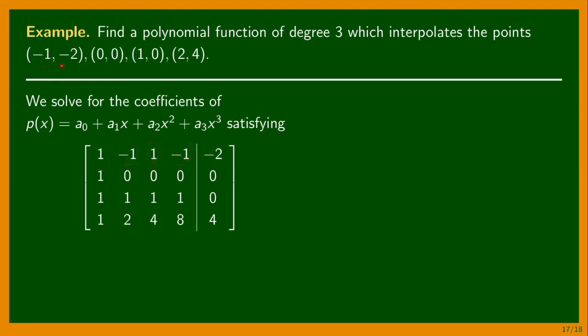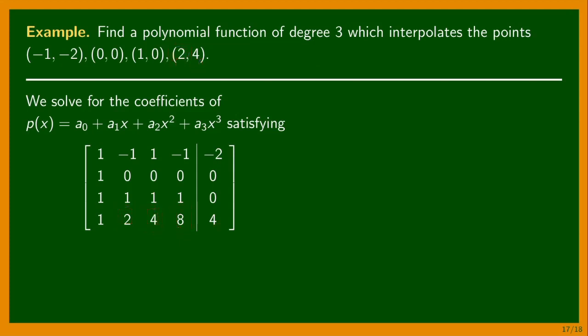Because ang y sub 1 ay negative 2, nandito yung negative 2. Okay? Ang x sub 2 ay 0. So, square mo man siya, i-cube mo pa siya, 0. Ang ka-pair niya na y ay 0 rin naman. So, yun yung method, no? Next, ang x sub 3 ay 1. So, 1 ito. Square mo siya, 1 pa rin. Cube mo siya, 1 pa rin. Ang ka-pair niya na y ay 0. Last but not the least, ang x sub 4 ay 2. Square mo siya, 4. Cube mo siya, 8. Ang ka-pair na y ay 4.